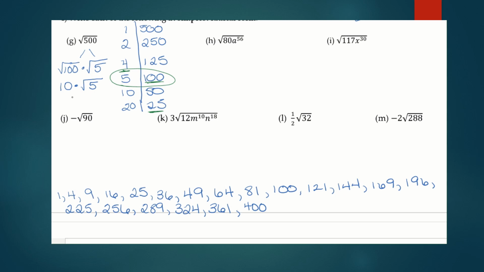So now 10 times the square root of 5 can be written as 10 root 5, and we're just going to leave it as that. When we want to simplify in radical form, we don't want any decimal approximations.